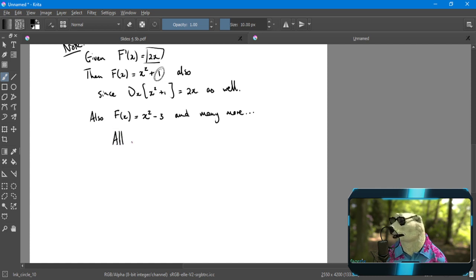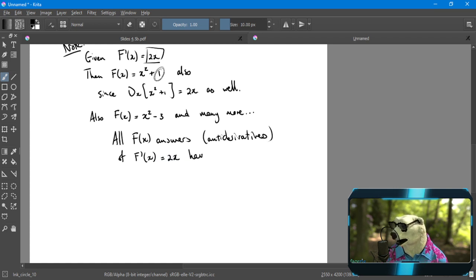So let's say here all the f of x answers, all the antiderivatives of 2x have the form x squared plus or minus a constant.